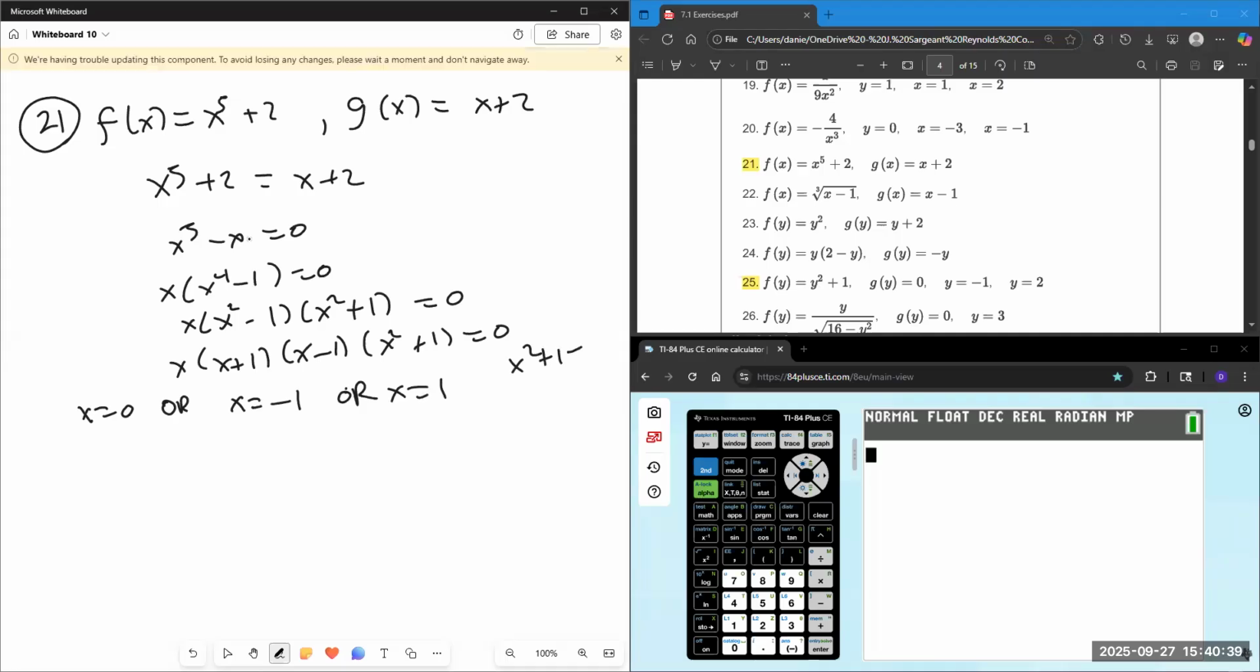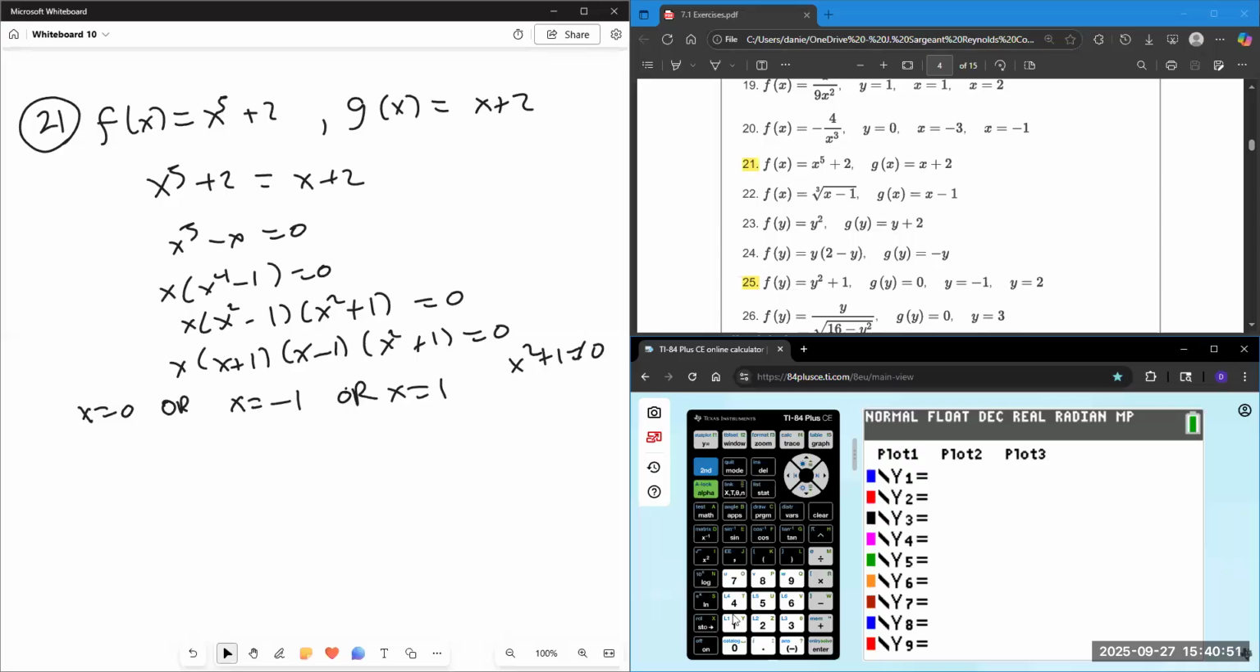X squared plus 1 can never be equal to 0. That's why I didn't solve for that one. Take a look at this in the calculator for a second, just so I can show you the symmetry that's going on here.